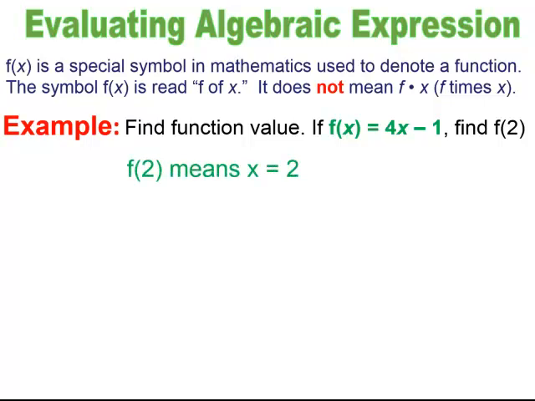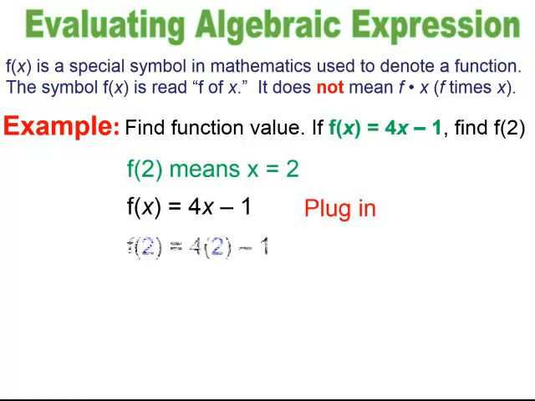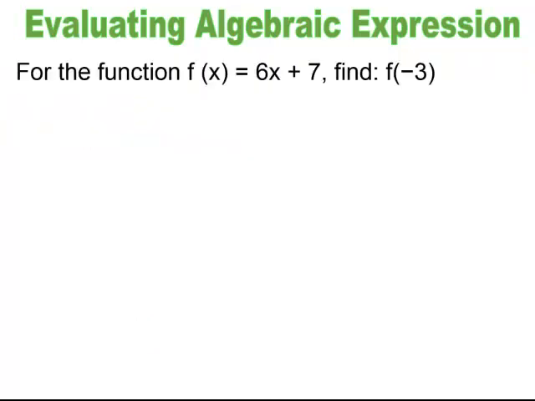So f of 2 means that x equals 2. I'm going to take 2 and plug it into the x, and then I'm going to evaluate. So I have 4 times 2 is 8, and then 8 minus 1 is 7. So the value for f of 2 will equal 7 for this expression f of x equals 4x minus 1. So it's evaluation using function notation. Pause and try.